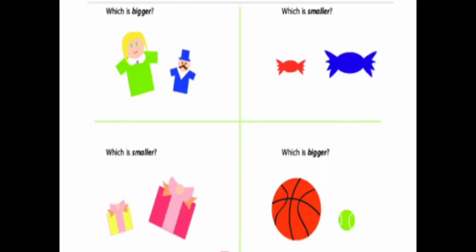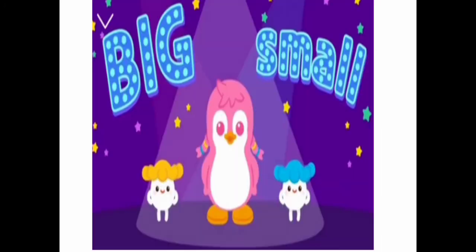Dear students, look at this picture carefully. You can select the bigger and smaller things. The first one, which is bigger? The green color shirt is the bigger one. Look at the chocolate. Which one is smaller? Red color chocolate is smaller. Look at the gift box. Which one is smaller? Yes, yellow color gift box is smaller. Look at the ball. Which one is bigger? Very good. This football is bigger. Yes, very good students. Come to the next one.